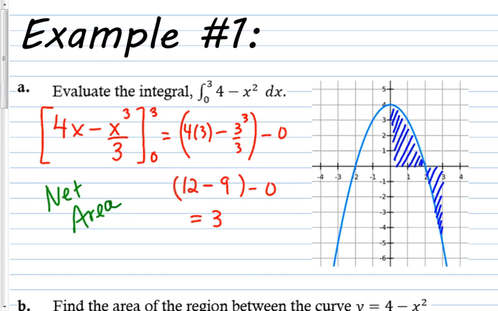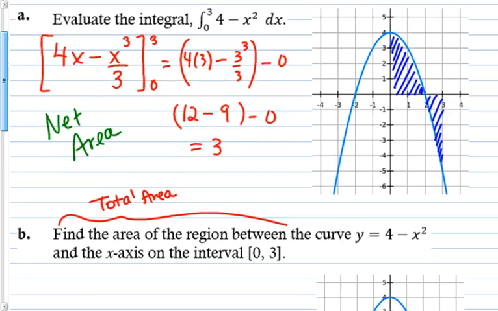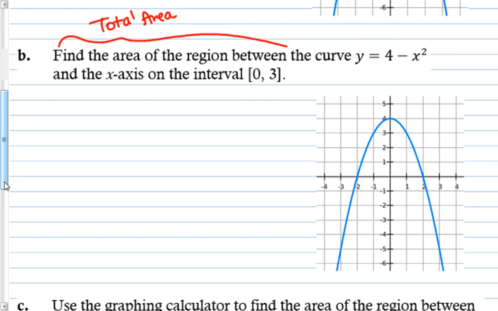All right. B. It says find the area of the region between the curve y equals 4 minus x squared and the x-axis on the interval from 0 to 3. Now B, it's asking me to find the area of the region between the curve. When they word it this way, they want you to do the total area. So for total area, look at my old graph, look at my new graph. Basically, what they're asking you to do is to find the area from 0 all the way to 3, right?